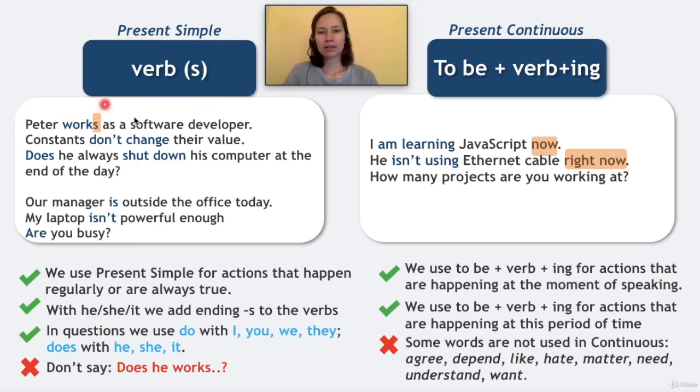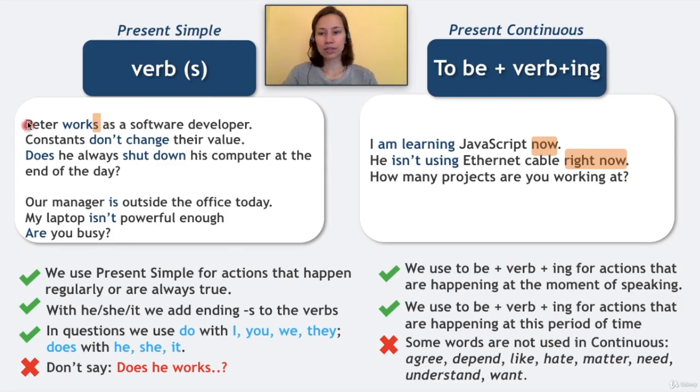All right, so here on this slide, you see this part of the slide is devoted to present simple and this part to present continuous. What do you know about these tenses? Of course, you know that present simple, this part, is a tense that speaks about regular actions. This is the most important thing that you have to remember about present simple. Present simple is regular, and present simple is true. This is something that's always true.